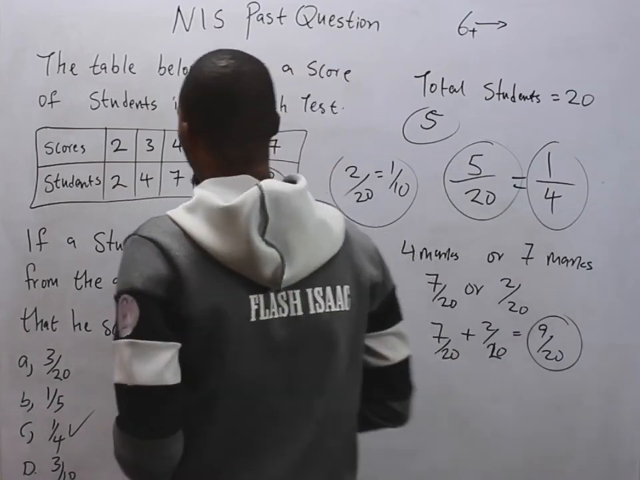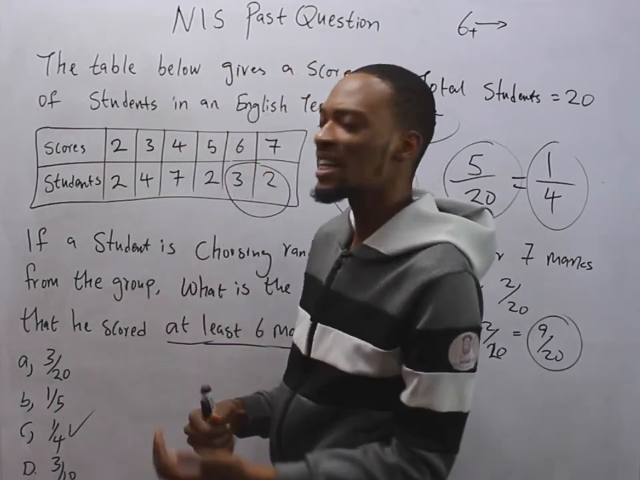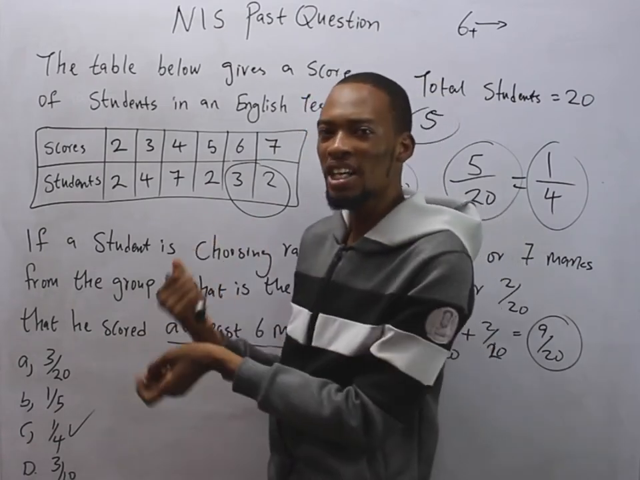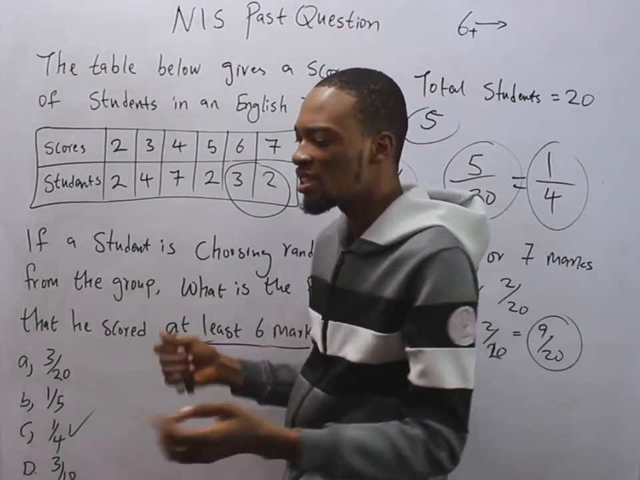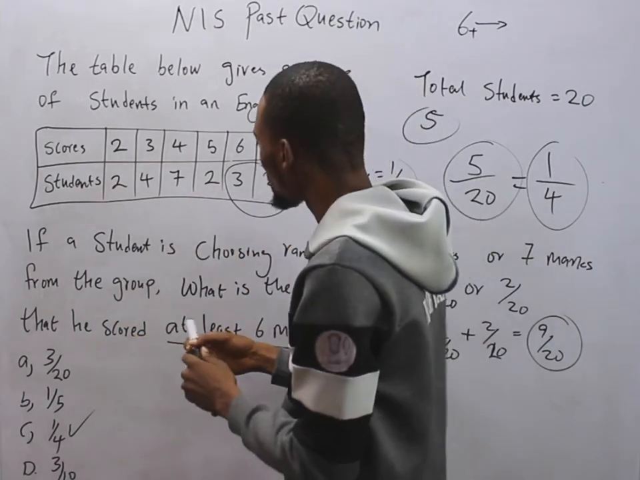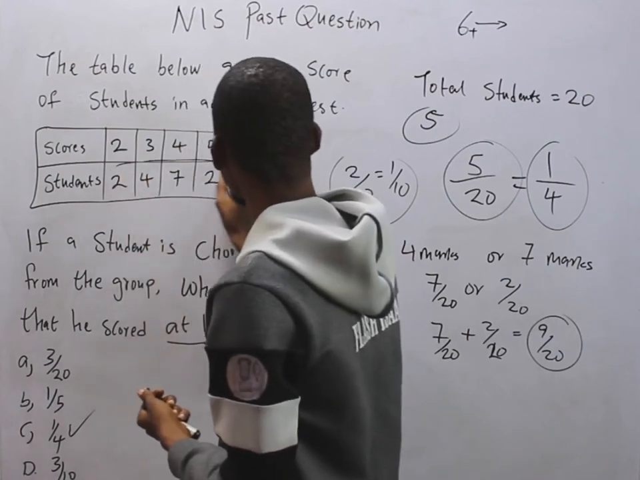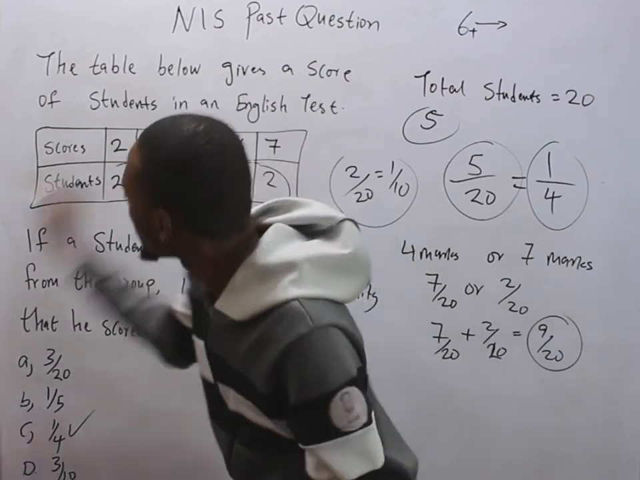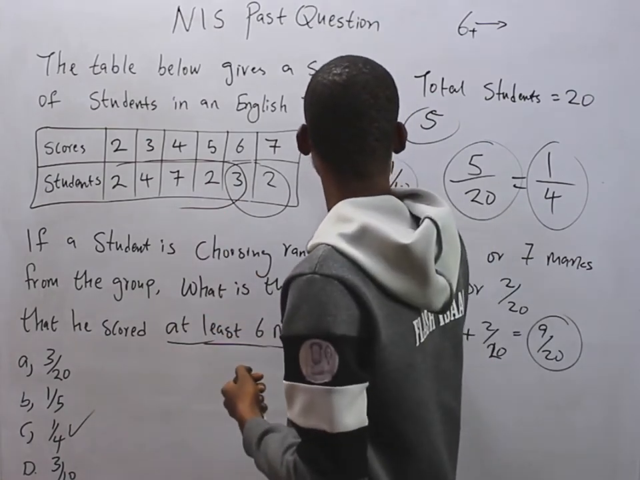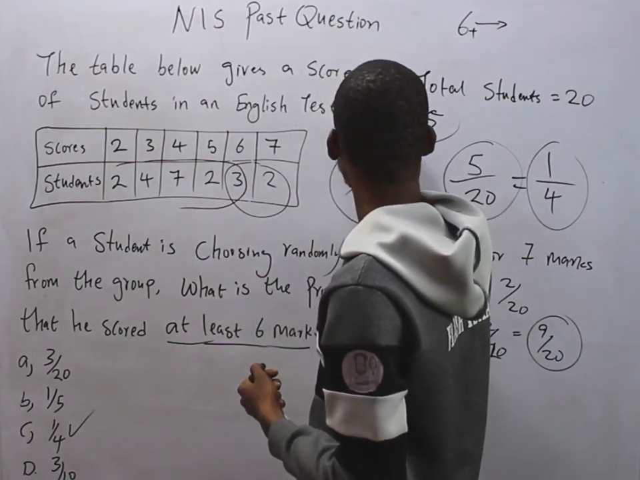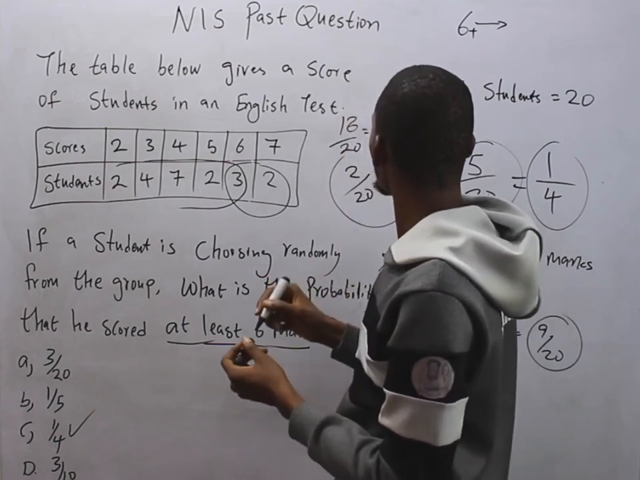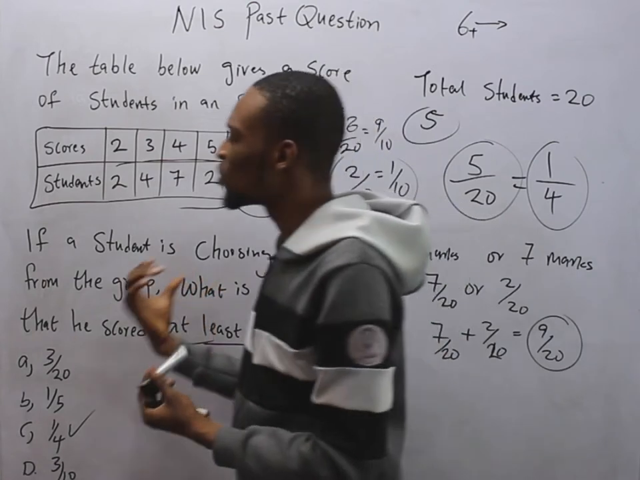What if they had said, what is the chance or probability that a student picked at random scored at most 6 marks? Remember, I said at most means that particular mark or less. So at most 6 marks will simply be from here down, 6 marks down. So it will simply be 18 students out of 20 students. And that will be 9 over 10, dividing up and down by 2. That is how to go about this.